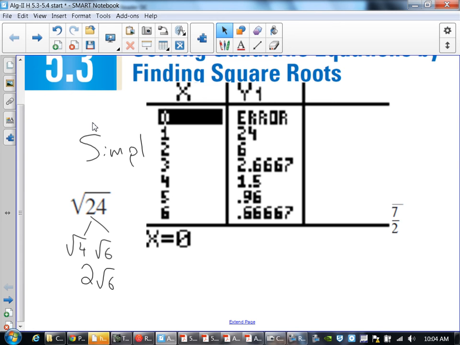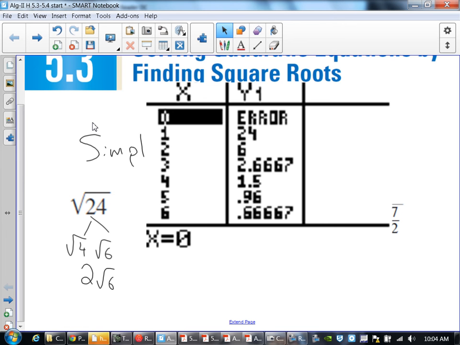The largest whole number integer value you get before everything goes all decimals is what goes underneath the radical. The number out in front of it is the constant. So the square root of 24 is 2 root 6. That's how it simplifies it out.